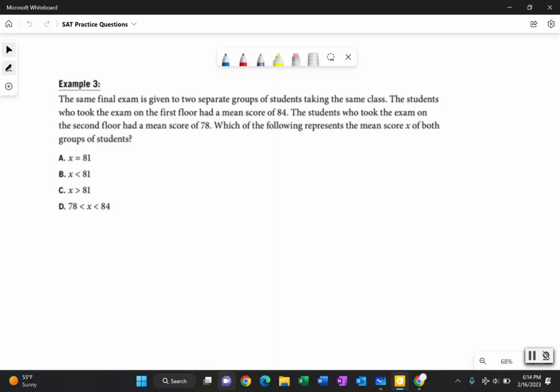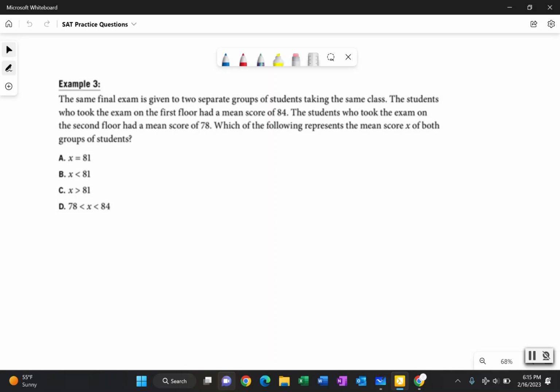The students who took the exam in the first class got a mean score of 84. The students who took the exam in the second class had a mean score of 78. Which of the following represents the mean score X of both of the groups of students?